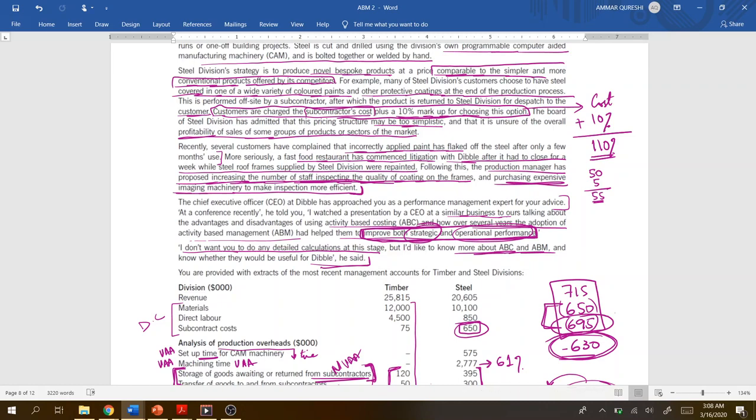And the inspection cost can be reduced in that manner. So design costs can be reduced. Instead of using bespoke parts, we can use some standard parts as well.